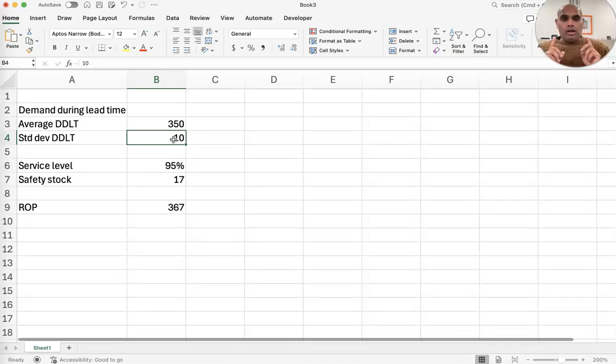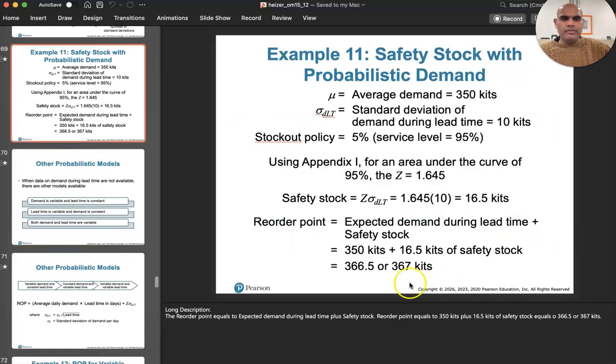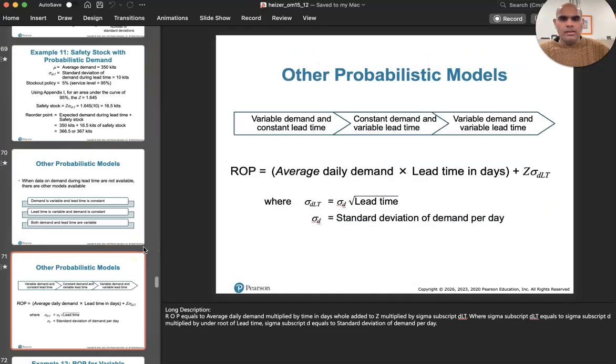Now, but what if we don't have data for all 10 days put together? What if we have data, let's say daily demand data? So let's look at that. That's the idea. So 16.5, so 367 kits, like 17. That's what we do.